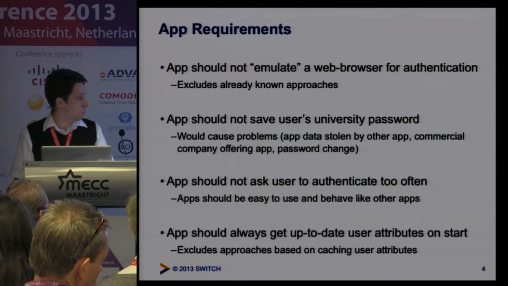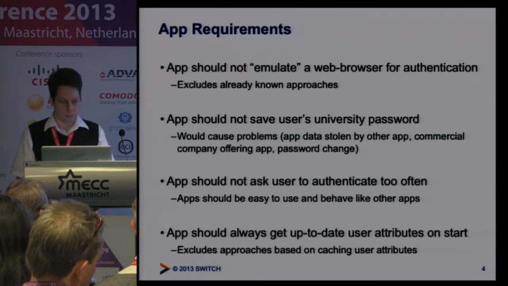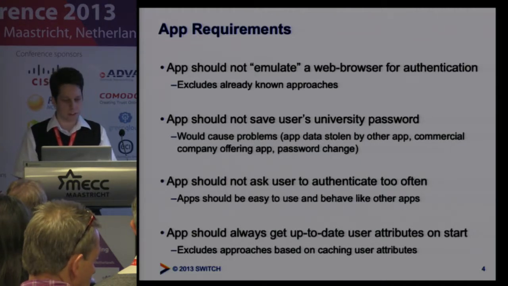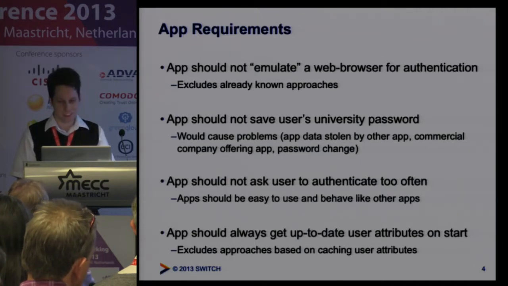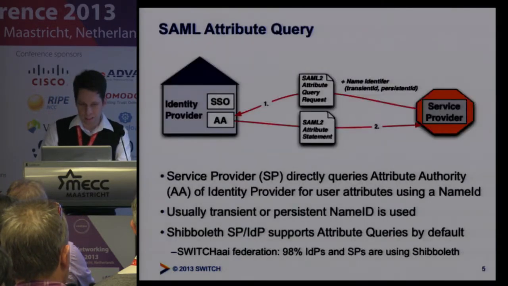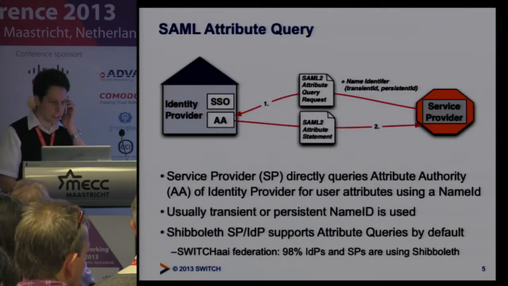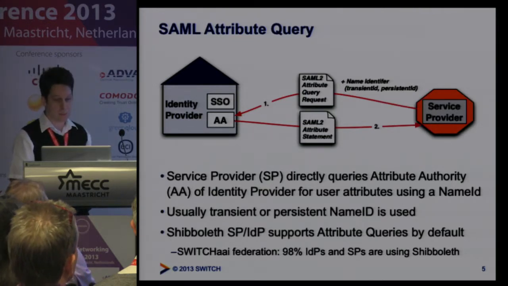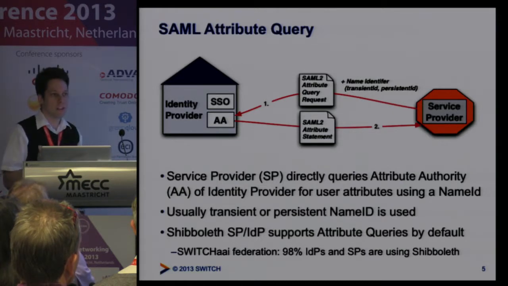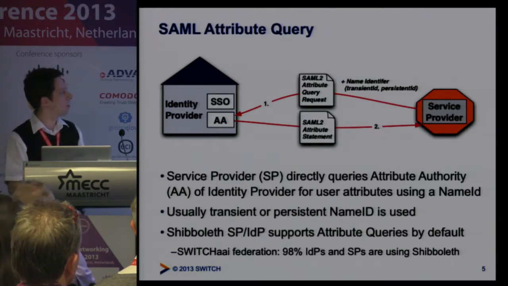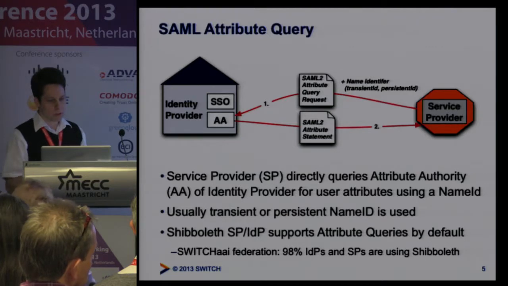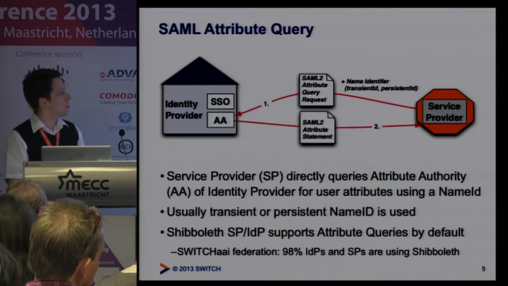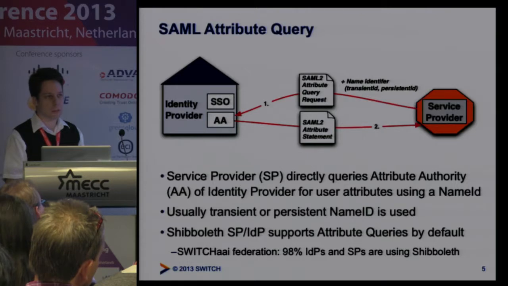Last but not least, we want up-to-date user data within the app, which also excludes any approaches that cache the user attributes. Now, let's have a look at the ingredients for the solution that we found. This is on one hand the SAML attribute query that those of you already know that have mostly Shibboleth IDPs in your federation, because the SAML attribute query was the default way to get attributes, at least for Shibboleth 1.3 and SAML 1. Now, how does this work?